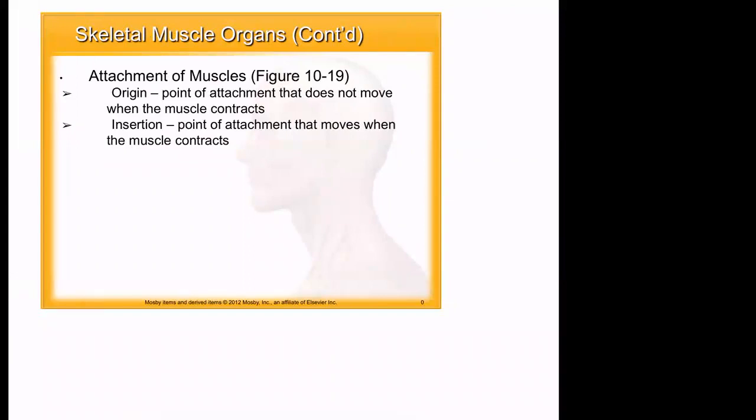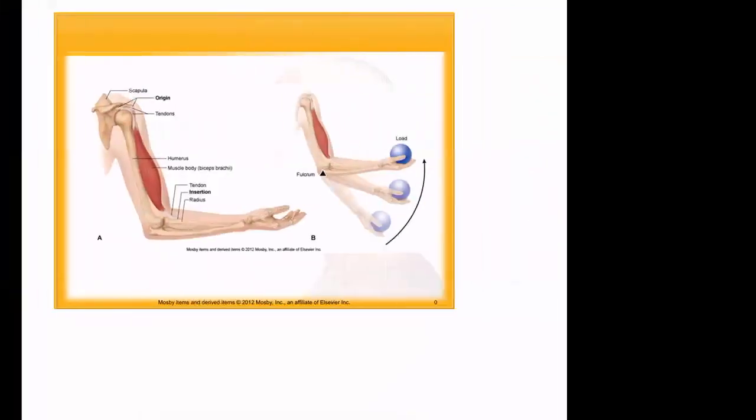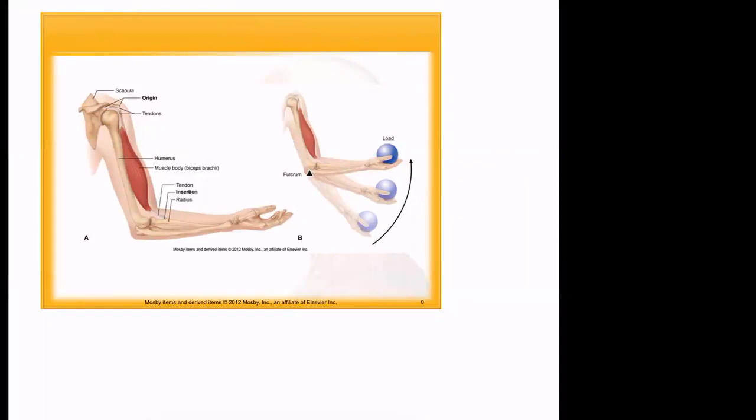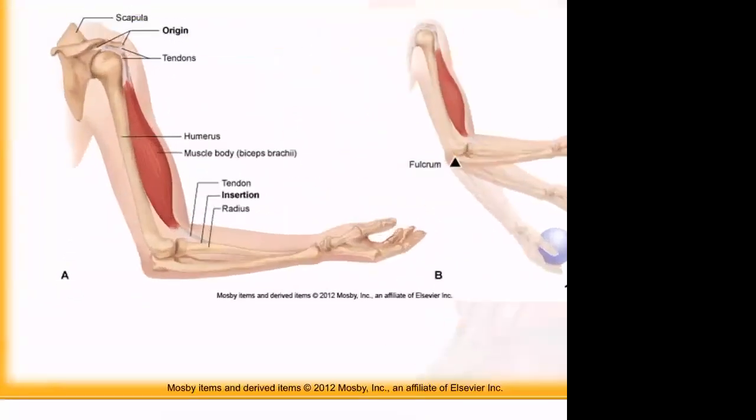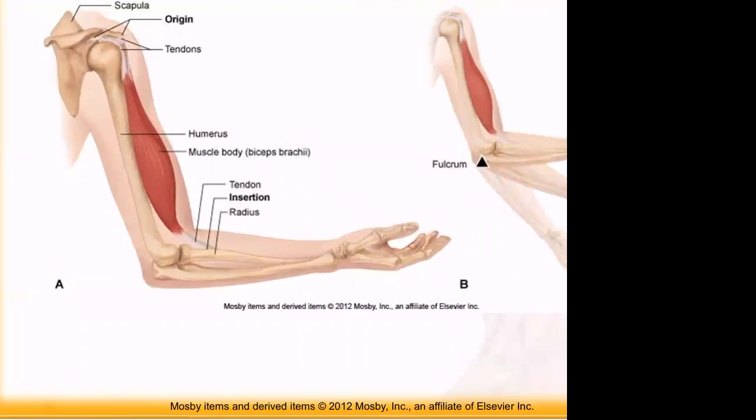Like I talked about origin and insertion already, so I'm not going to worry too much about that. One thing you'll notice when it comes to skeletal muscle is that you'll often see it crossing a joint. In this case, you can see the bicep muscle crossing the elbow joint and attaching to the radius. When that muscle contracts, it's going to change the angle. Typically it decreases the angle of the joint.